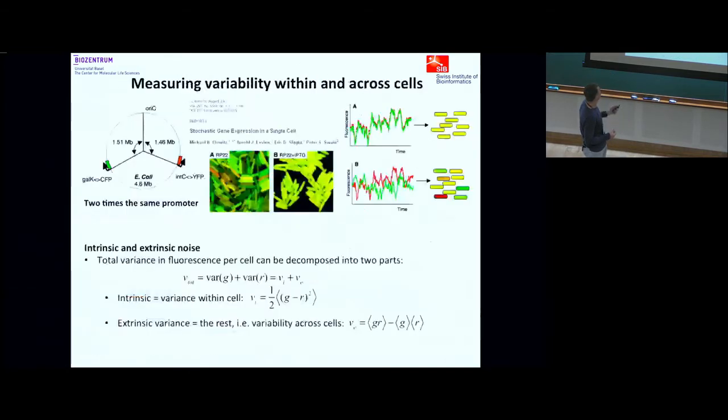But that was exactly this experiment. That's exactly what they decided to do, yes.